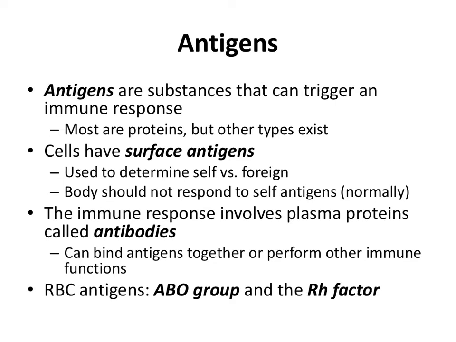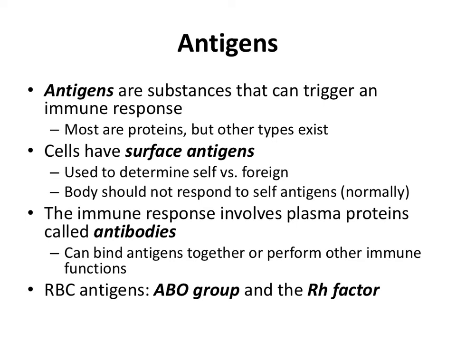The body typically does not respond to self-antigens, as I mentioned, but if they do, then congratulations, you have an autoimmune disorder. That's actually not a good thing, of course. The immune response does involve antibodies, and we'll talk about how antibodies are made by particular lymphocytes later on in the immunity chapter. Antibodies have a lot of different jobs that they can do. One thing that they do is simply just grab on to the antigens and hold on to them, causing them to bind together. And as this causes a clumping, that's called agglutination, as they clump together.